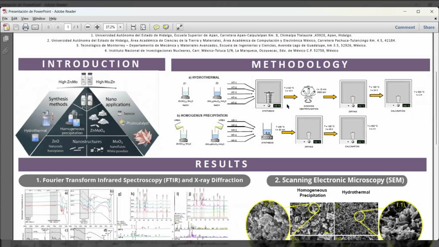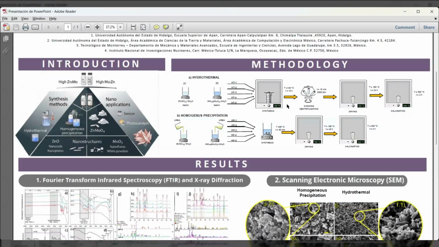morphologies. For the hydrothermal route, zinc nitrate and ammonium molybdate were used as zinc and molybdenum precursors respectively. The precursor solutions were mixed according to different zinc and molybdenum molar ratios, from zinc-rich to molybdenum-rich compositions. The resulting suspensions were treated hydrothermally at 114 degrees Celsius for 10 hours. After the reaction, the products were washed, dried, and calcined at 500 degrees Celsius for 2 hours.